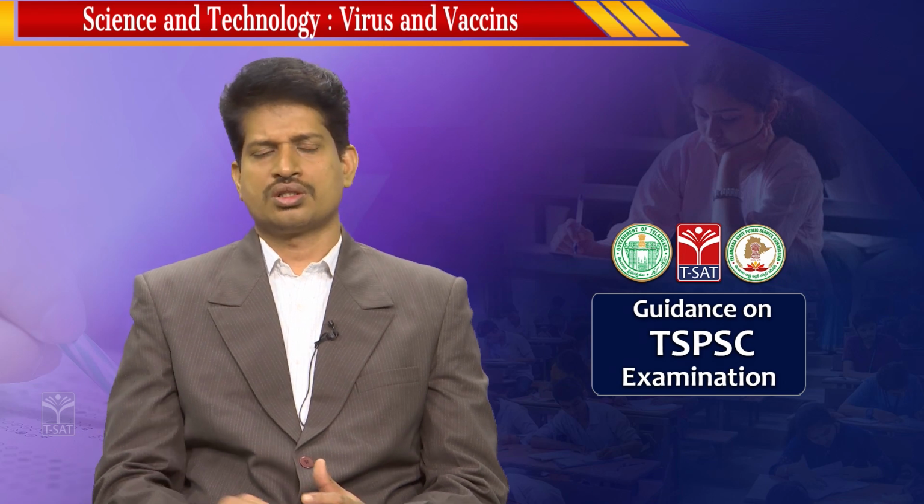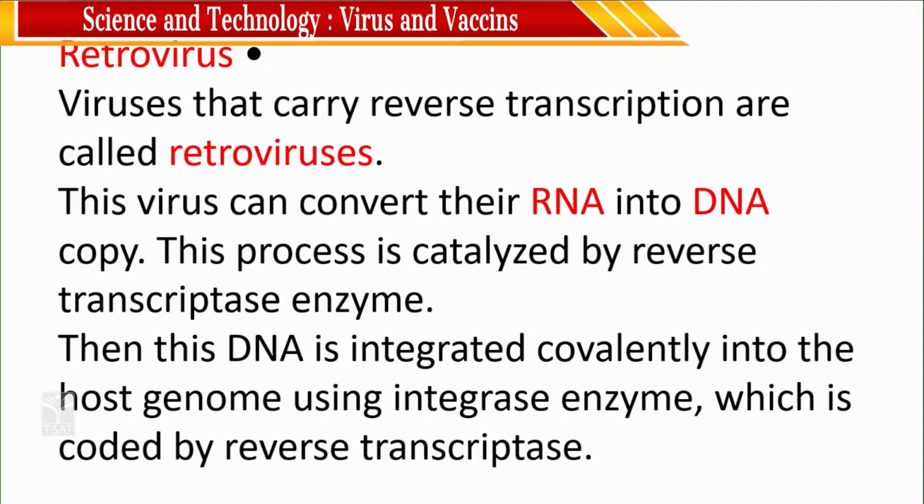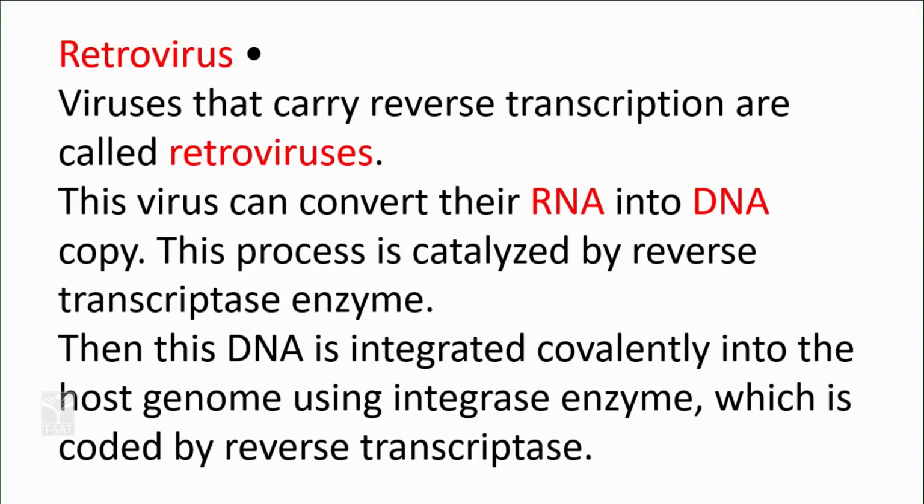So in this context, we need to know what is meant by a retrovirus. So classic example is the coronavirus is an example of retrovirus, and even HIV is an example of retrovirus. So what is retrovirus? Viruses that carry reverse transcription are called retroviruses. These viruses can convert their RNA into DNA copy. This process is catalyzed by reverse transcription enzyme.